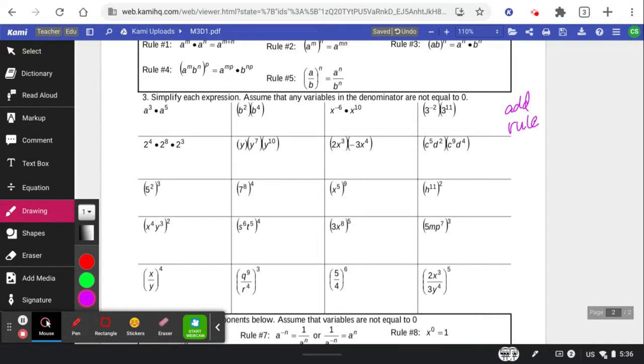So let's go apply the rule. This is going to be a to the 3 plus 5, is a to the 8th. This is going to be b to the 2 plus 4, is b to the 6th. Ooh, this one's interesting. Negative 6 plus 10. Did you get that one? Is x to the positive 4. 10 minus 6, negative 6 plus 10. Do you see how that gives us that? And this one is 3 to the negative 2 plus 11. So that's 11 minus 2 is 9.